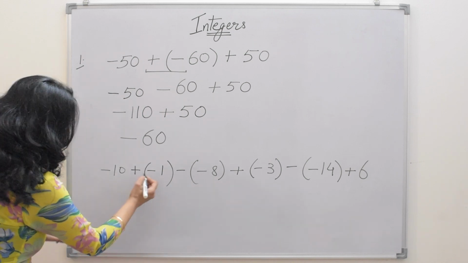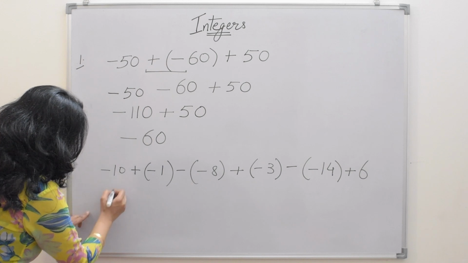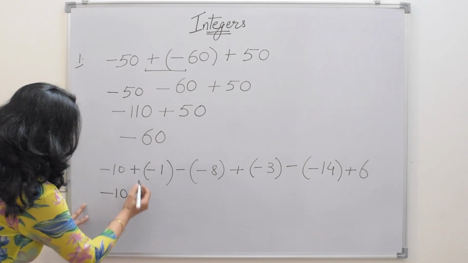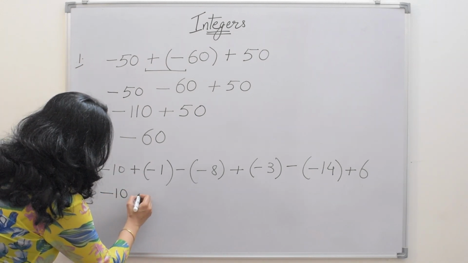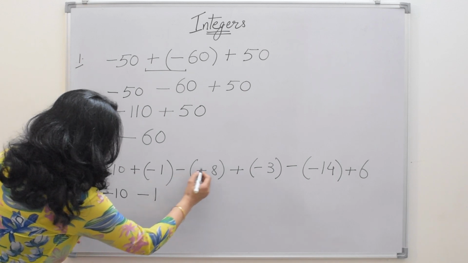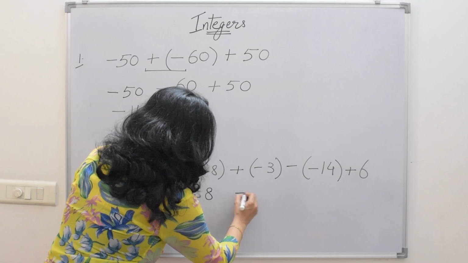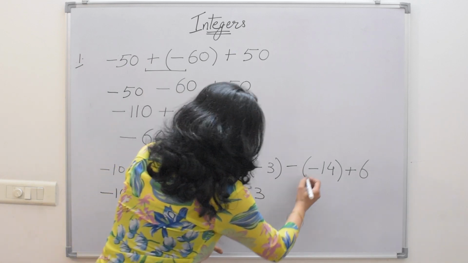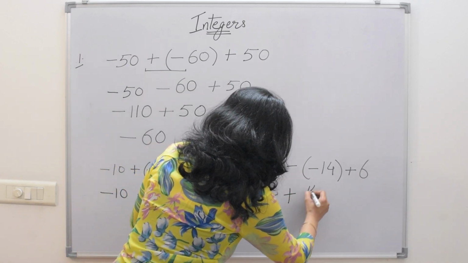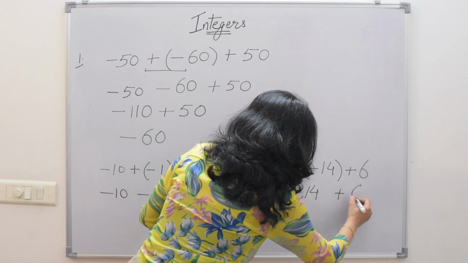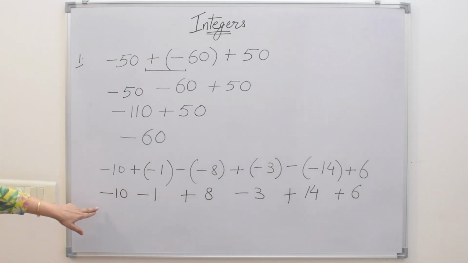What we will do is, we will start opening the brackets first. This is minus 10. Now this is a different sign, means minus 1. Same sign means plus 8. Different sign means minus 3. Same sign means plus 14, plus 6. So this is what we have got.